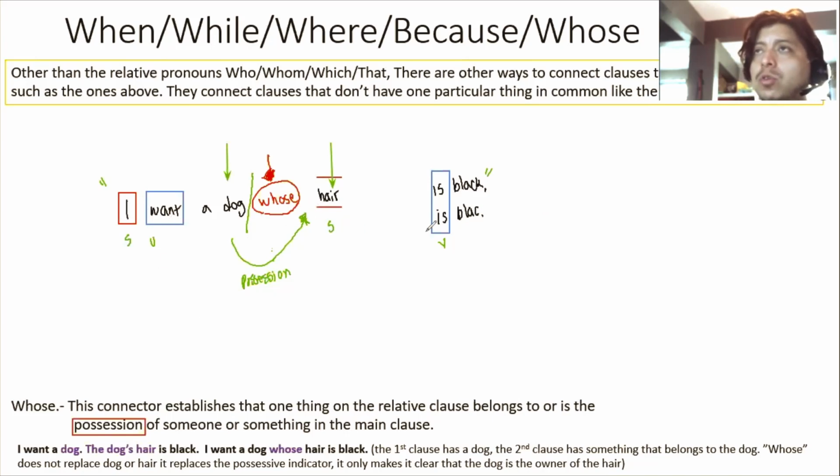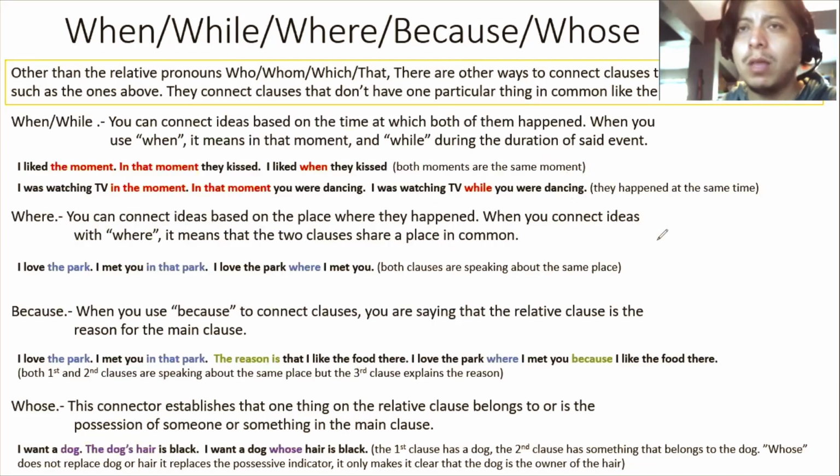Sujeto y verbo, sujeto y verbo. El sujeto es "whose hair". El pelo es el que es negro, ¿no? Entonces, esa sería otra manera de conectar cláusulas. Entonces, bueno, si se pueden dar cuenta, podemos dejarlo aquí.